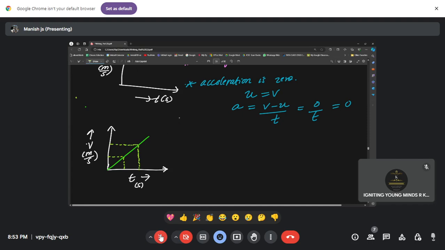So such graphs, what are the important points? So let us see. First point is that the object is in motion. It is definitely in motion.